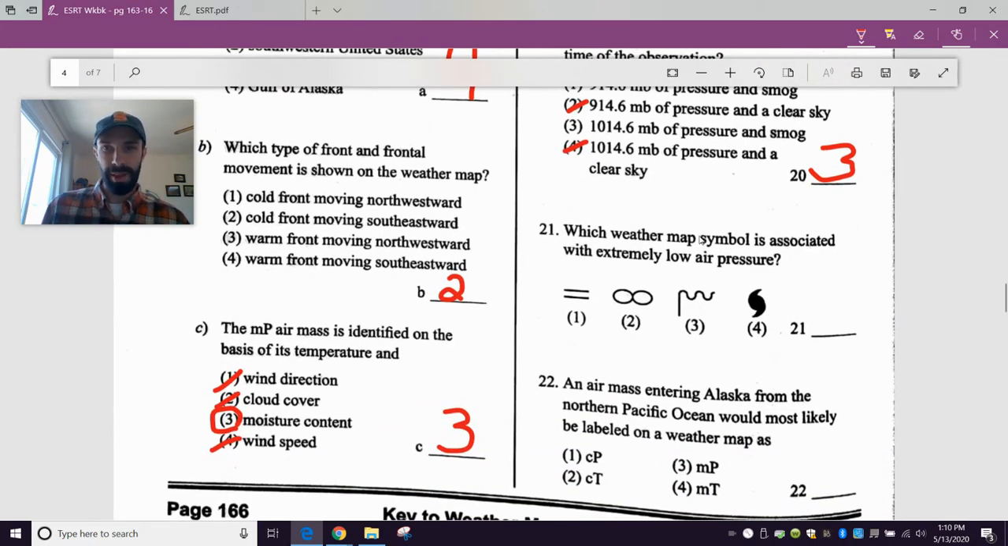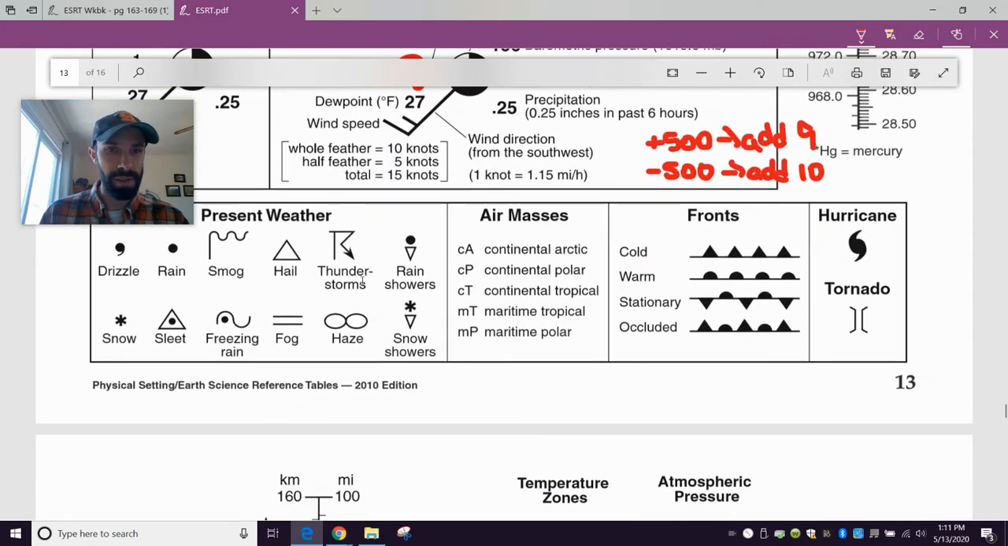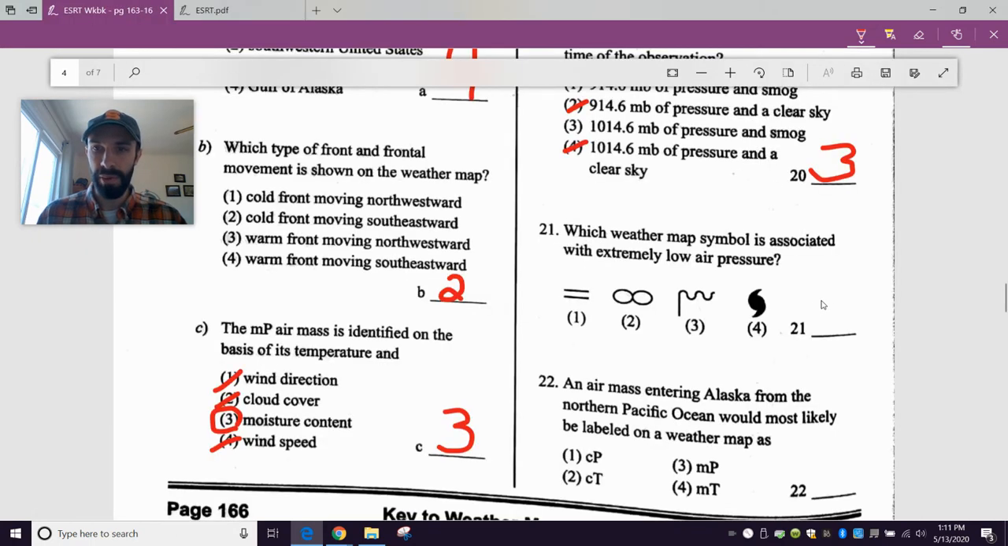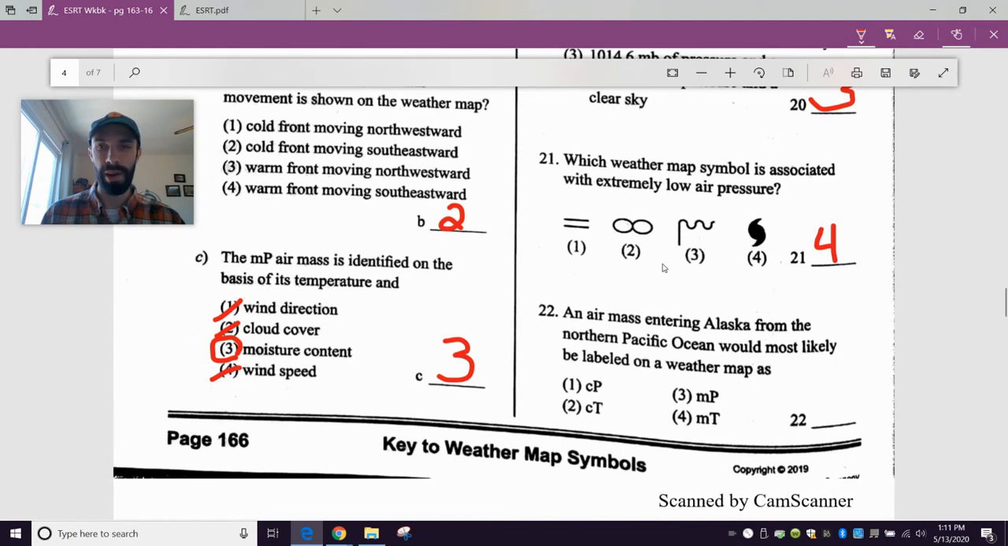All right, what weather map symbol is associated with extremely low air pressure? Low air pressure is always lousy weather. Remember that. Extremely low pressure would be something like a really, really strong storm, really lousy weather. So this symbol right here is the one that looks like the spinning around thing. It's actually not on this present weather, but it's over here. See that? Hurricanes and tornadoes are really, really bad, right? So this is a really strong hurricane, which would indicate really, really low air pressure. That's just something to know. Hurricanes are really, really low air pressure.